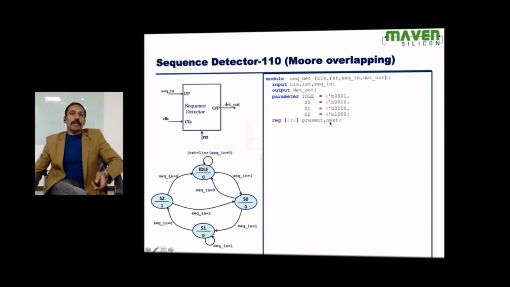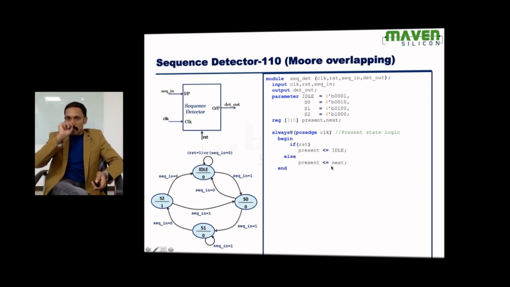You have to define two variables, present state and next state. And the width is four bits. Here, the parameter size is four bits, so you have to define the variables as 4 bits wide. Always at positive edge of clock: if reset is high, present state must be idle, else present state must be next state. This is called state transition logic or present state logic. If reset is high, present state should be idle. The FSM has to be initialized with idle state, else the present state should get the value of next state.